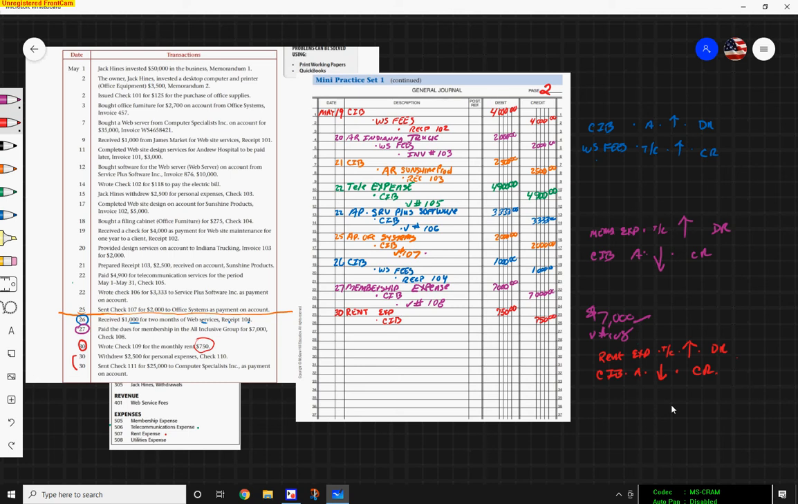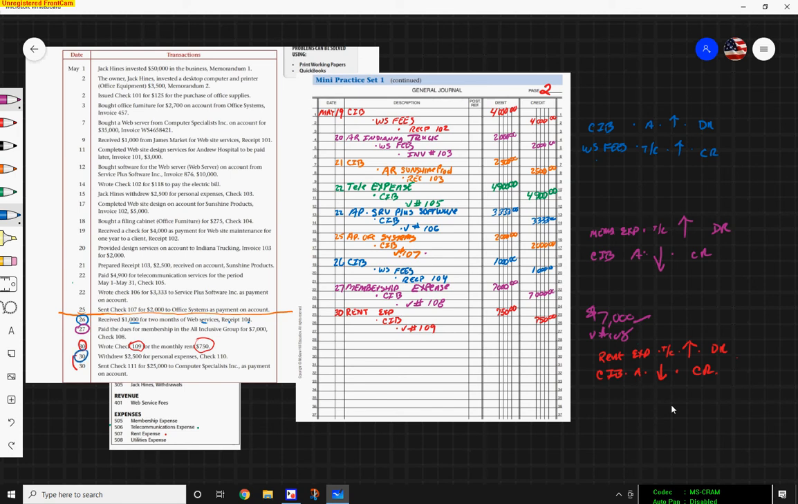And the source document for that is going to be check number 109. Next transaction took place, and let's get a different color in it. Let's go blue, since orange and red seem to blend together in my eyes.